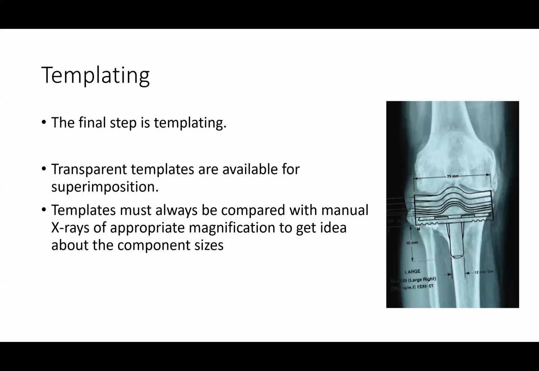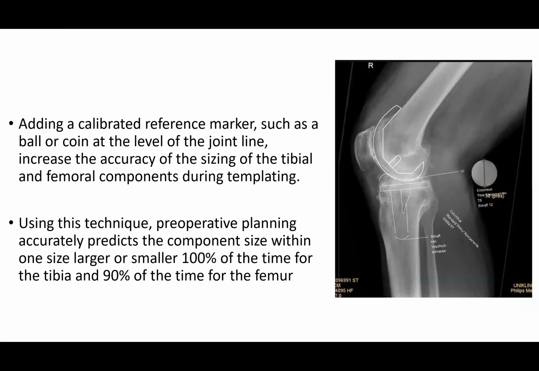Next, moving to templating. This is the final step, and transparent templates are available for superimposition over the radiographs, to get the alignment and measure the component sizes. We have to add a calibrated reference marker such as a ball or coin at the level of the joint line. It increases the accuracy of the sizing of the tibial and femoral components during templating.